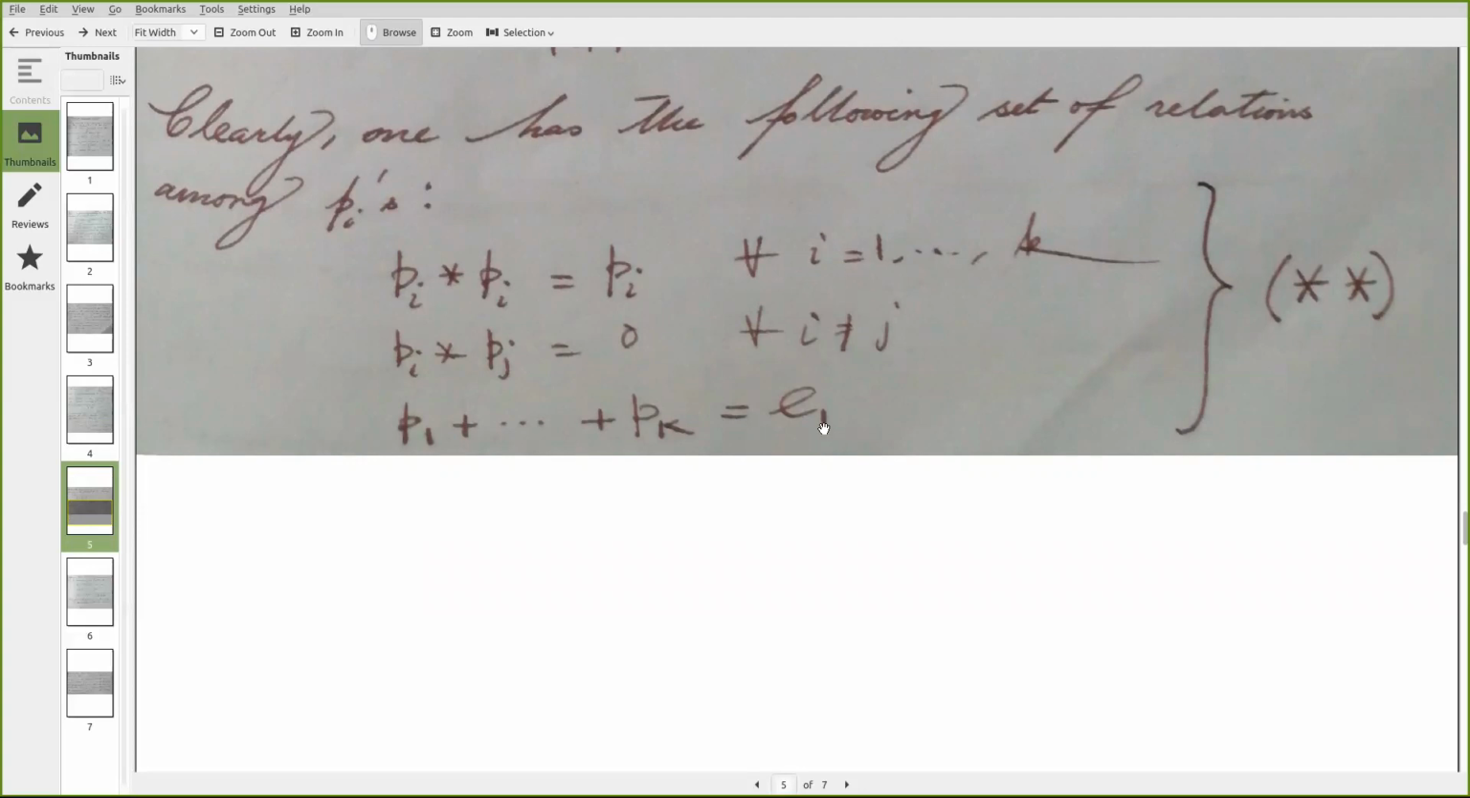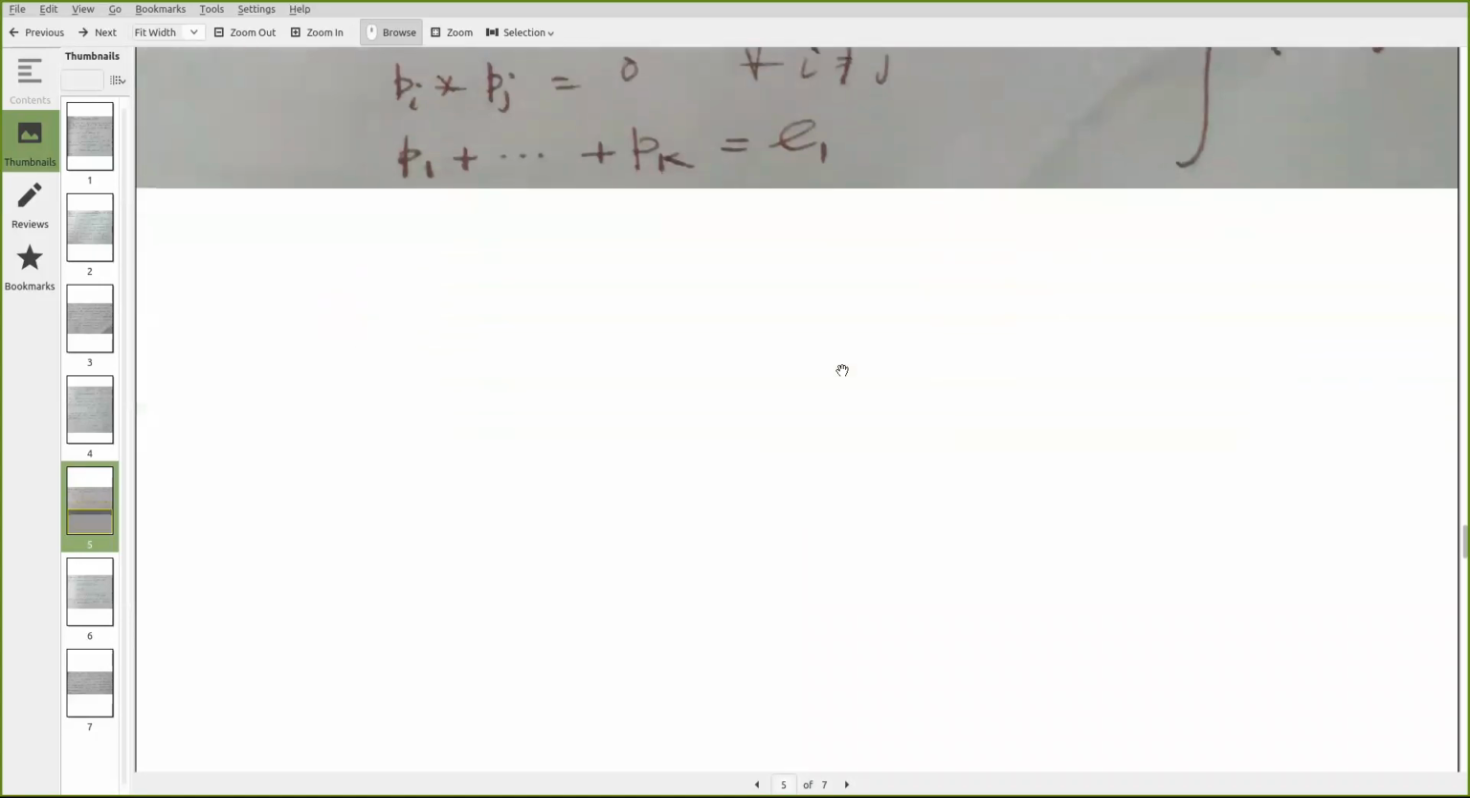This E1 has to be in ZLG, and this E1 has to be the identity of ZLG. The identity element of ZLG is nothing but the function that takes the value 1 at the identity and 0 elsewhere. Okay, so this is just a statutory warning to you that you should not confuse that with the usual basis vector in CK.